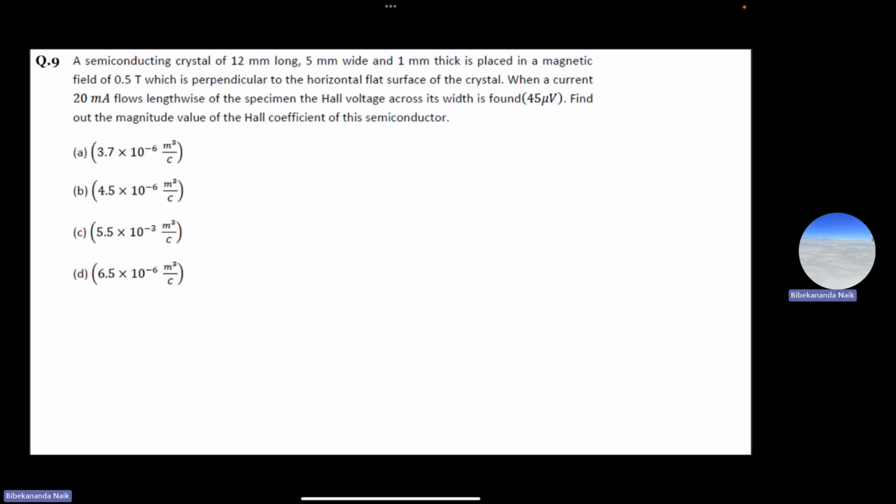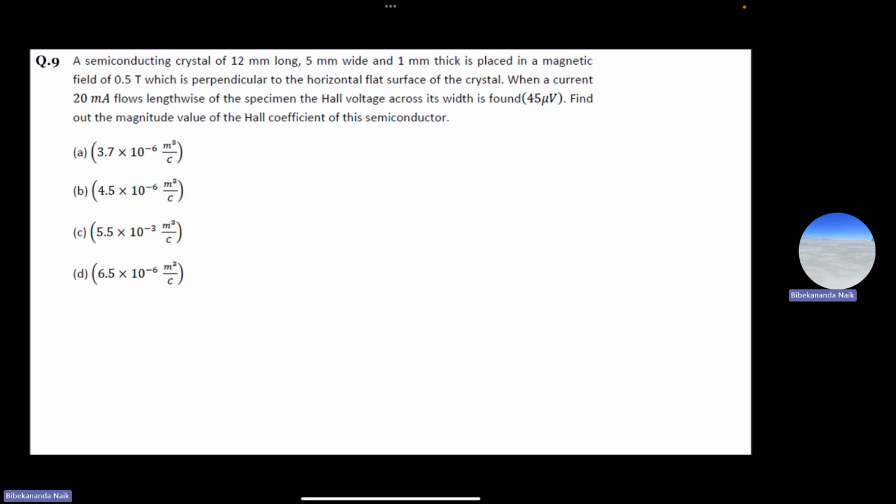Question number 9. The question says a semiconducting crystal 12 mm long, 5 mm wide and 1 mm thick is placed in a magnetic field of 0.5 Tesla, which is perpendicular to the horizontal flat surface of the crystal. When a current of 20 milliampere flows lengthwise of the specimen, the Hall voltage across its width is found to be 45 microvolt. Find the magnitude of the Hall coefficient for the semiconductor. Options are option A 3.7 into 10 to the power 6, option B 4.5 into 10 to the power 6, option C 5.5 into 10 to the power 3, option D 6.5 into 10 to the power minus 6.